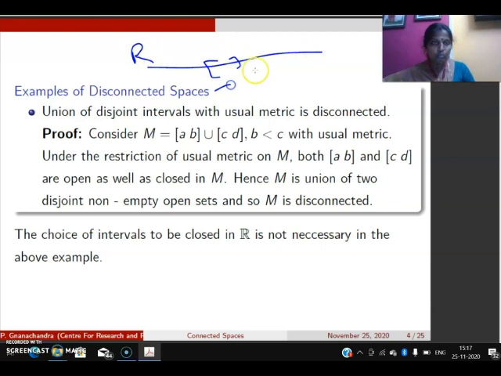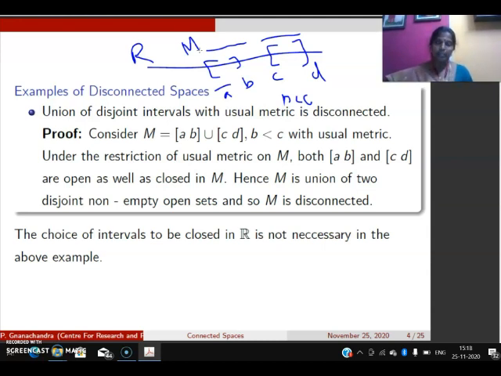Here, take two disjoint intervals, [a, b] and [c, d], with the condition that b is less than c. I have written M equal to [a, b] union [c, d]. So this is the metric space, a subspace of R. Under the restriction of the usual metric on M, both [a, b] and [c, d] are open as well as closed, because in the subspace the closed intervals [a, b] and [c, d] are open, but in the whole space, that is in R, they are not open.